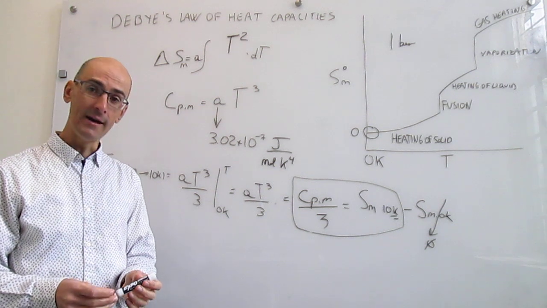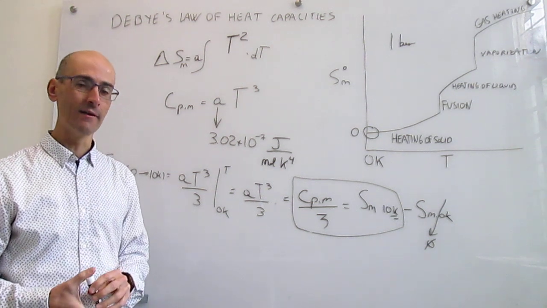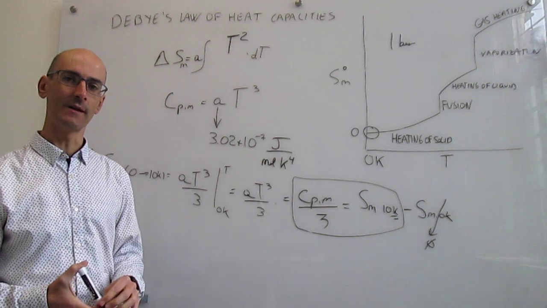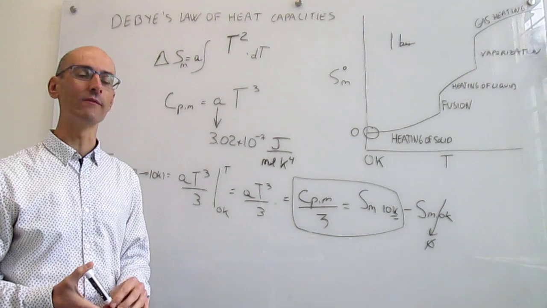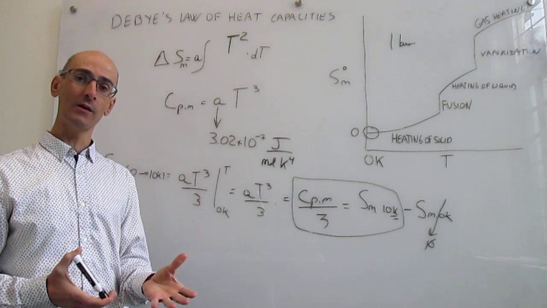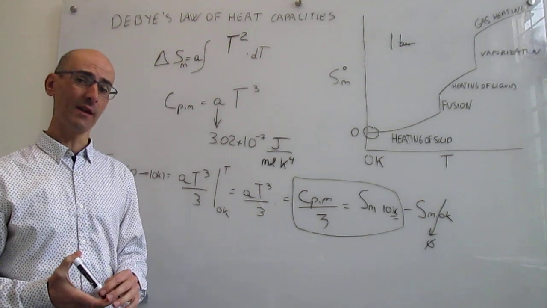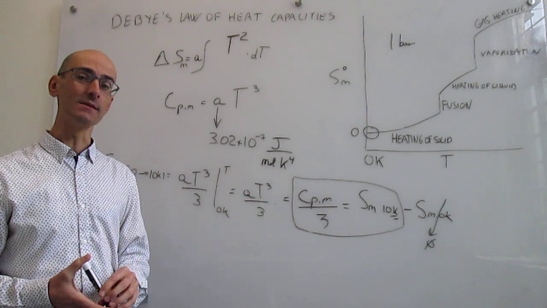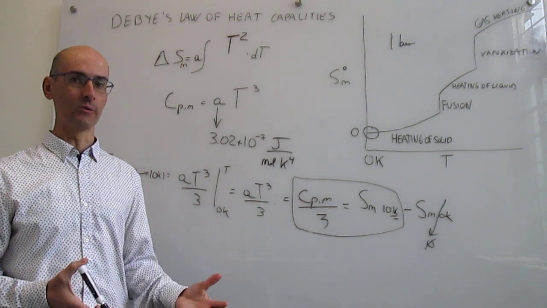Okay, great. So let me summarize this video. We have provided a really brief introduction to Debye's law of heat capacities. We have not seen how to derive that, but we have seen how you can use it, how you can apply that law to calculate absolute molar entropies of pure substances at temperatures that are very close to 0 Kelvin.